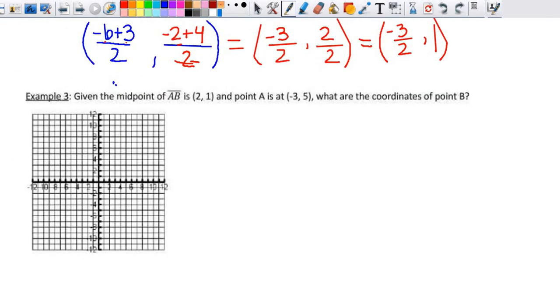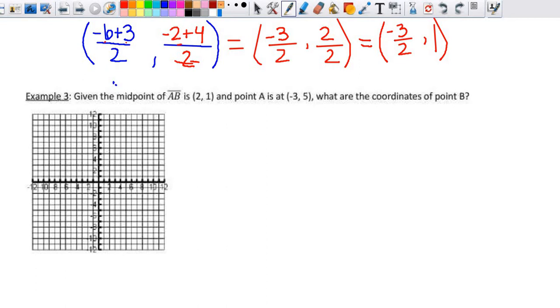All right? Now, the next example is the harder version of a midpoint question, but we're going to make it really easy for you. So given the midpoint of some line AB is (2, 1), and point A is at (-3, 5), what are the coordinates of point B? So now I actually have the answer to a midpoint problem, and I have one of the endpoints, and I need to find the other.